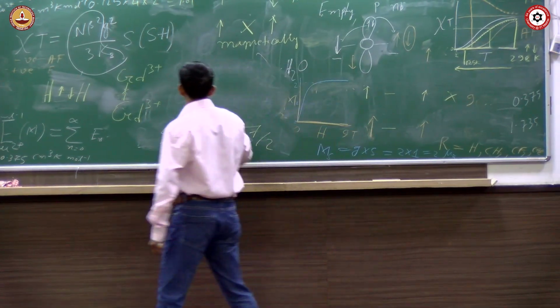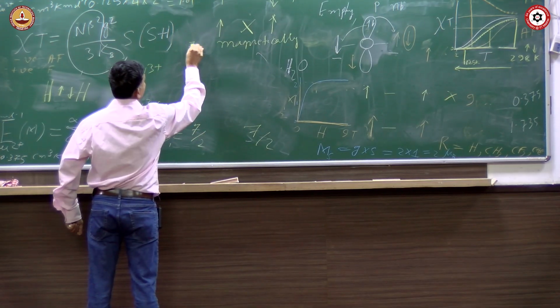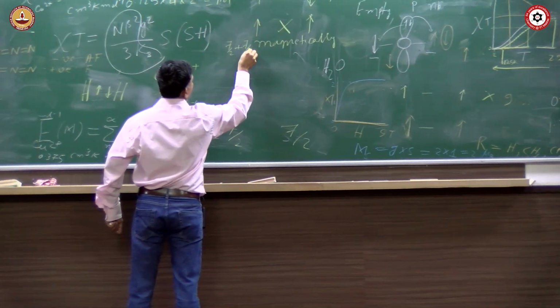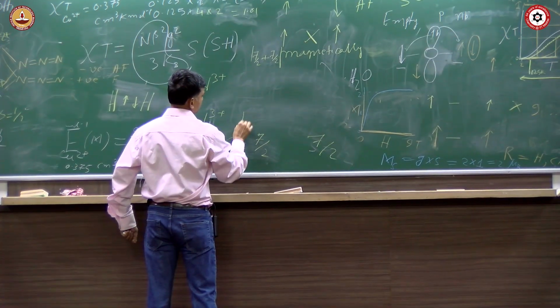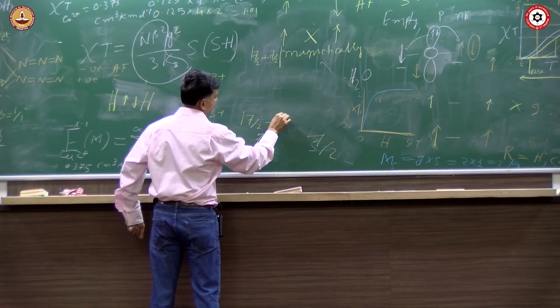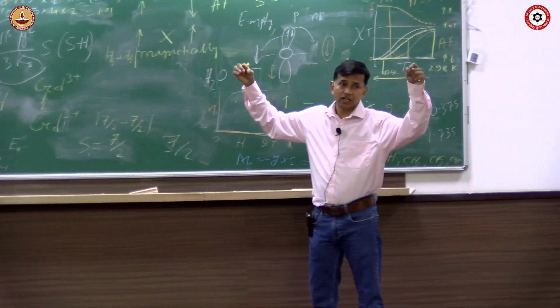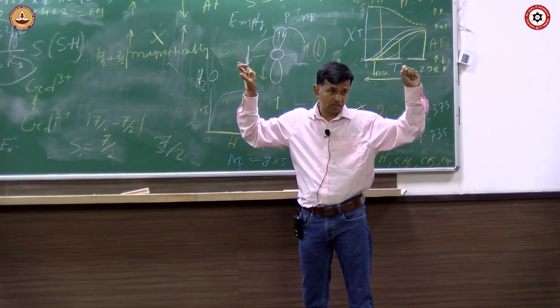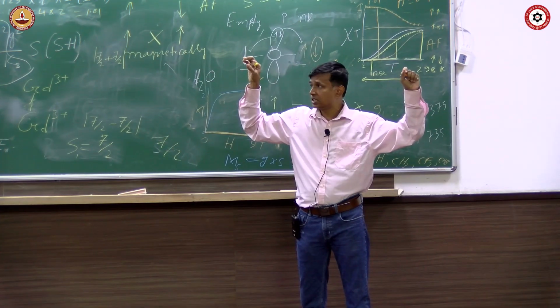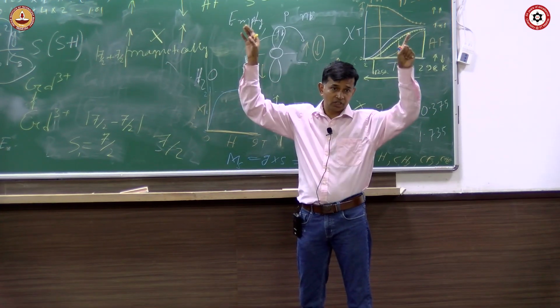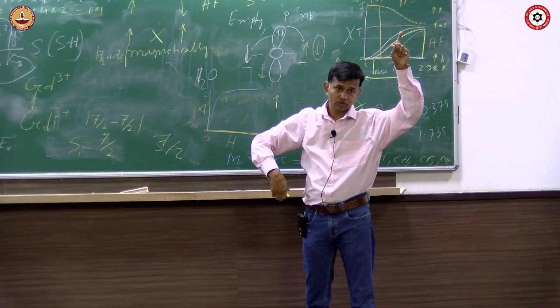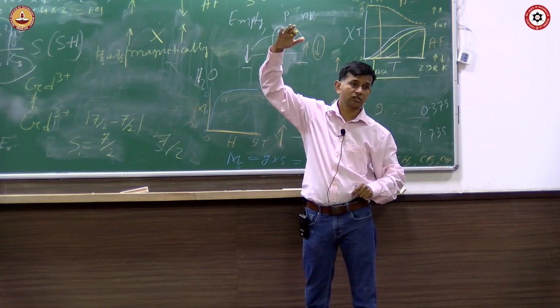The states will be 7/2 plus 7/2, down to 7/2 minus 7/2. What does it mean? It means that both ions, each having seven spins, can all be together upward, or one could be upward and the other downward. And then what are the states possible?